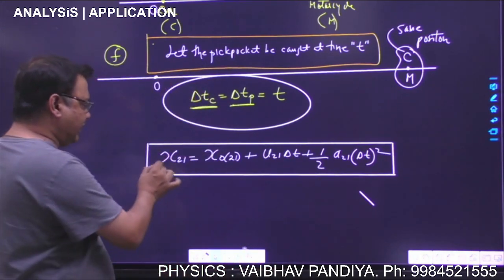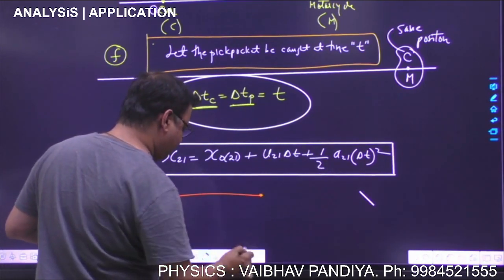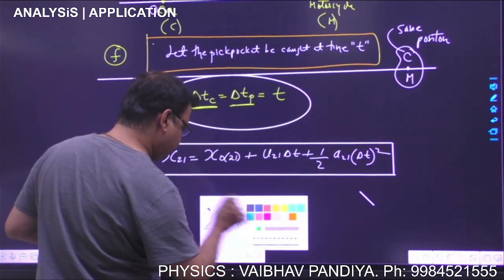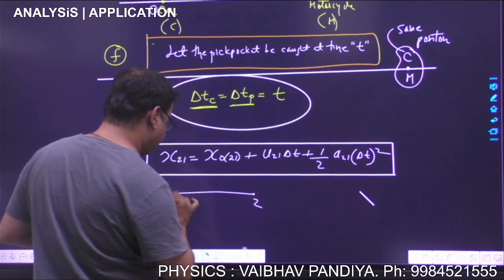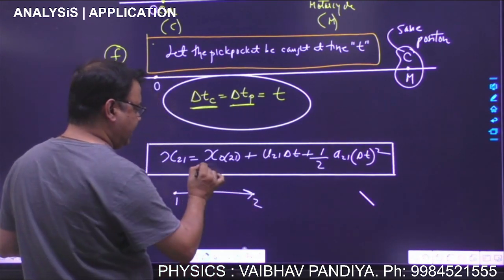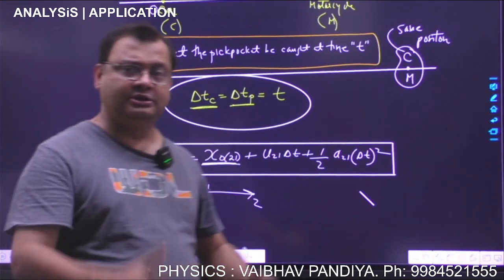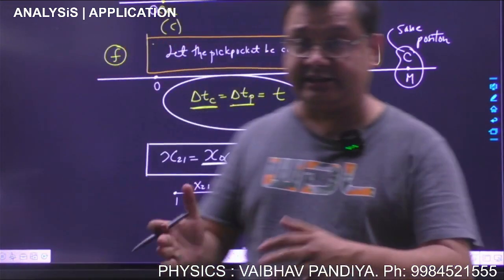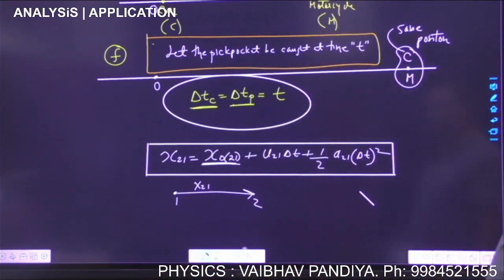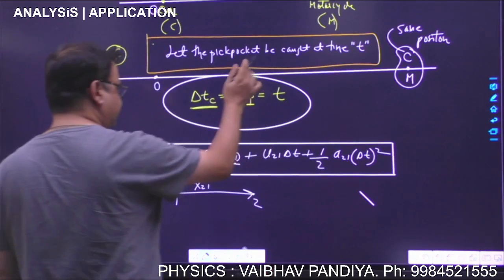X21 is what? The final relative position, that is the position of 2 with respect to 1. This is the final relative position. X021 is what? The initial relative position. U21 is what? The relative velocity, the initial relative velocity. And A21 is what? A2 minus A1, the relative acceleration. So we can apply this equation in this case.